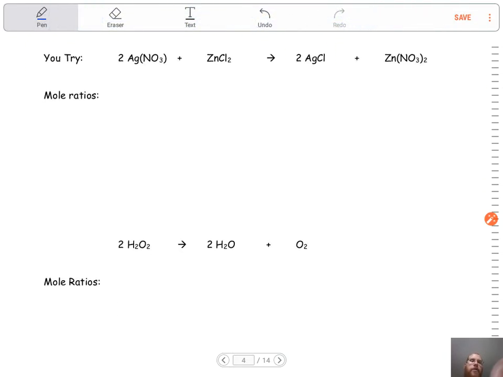Pause the video. I want you guys to go through and try both of these. All right, draw your lines to kind of see how many ratios in total, how many unique ones you're going to have to write, and then unpause it and see. I'll go through them and show you how to do it.